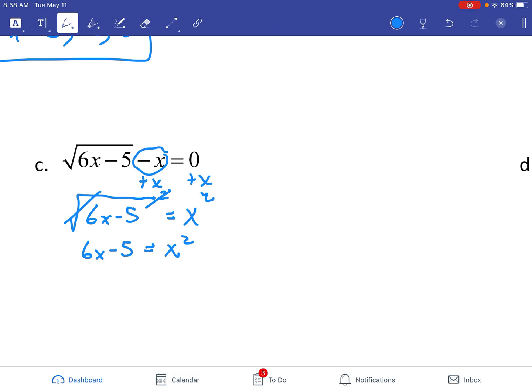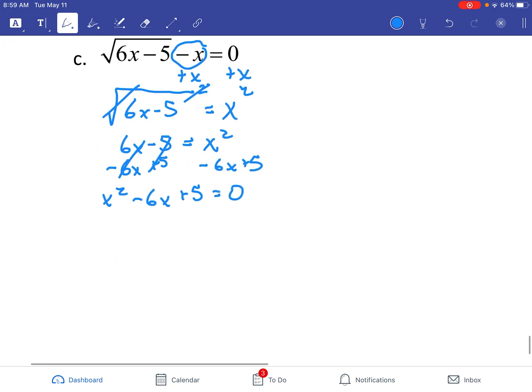Now we take the stuff on the left and bring it to the right because I don't want to make my x squared into a negative by subtracting it. So I'm going to subtract 6x and add 5. The stuff on the left goes away. We have x squared minus 6x plus 5. Okay. Now we can factor this.